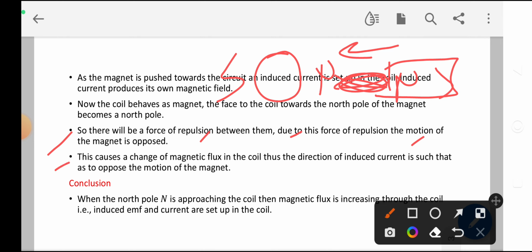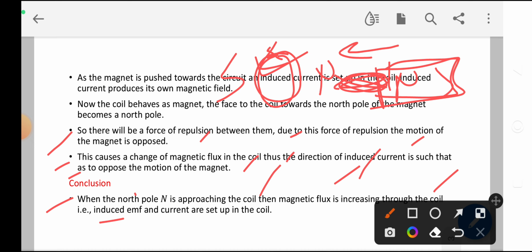Okay, next, this causes change of magnetic flux in the coil. Thus the direction of the induced current is such as to oppose the motion of the magnet. So in whichever direction the current inside the coil can oppose the motion of the magnet, in that direction only current will be produced. Okay, so the conclusion also gives the same thing. When the north pole N is approaching the coil, the magnetic flux is increasing through the coil, so induced EMF and current are set up in the coil. This induced current again produces its own magnetic field, and this opposes the north pole of the bar magnet.